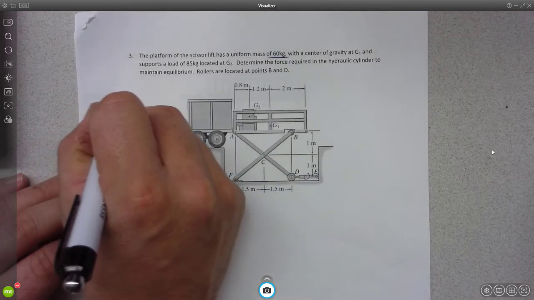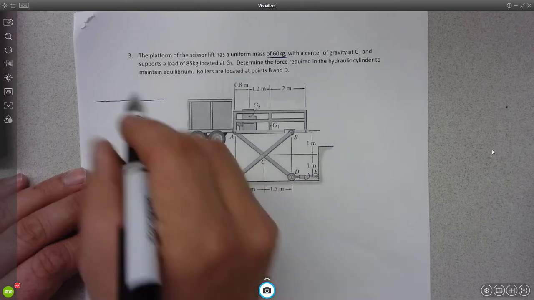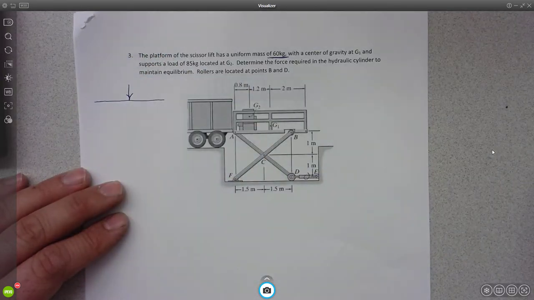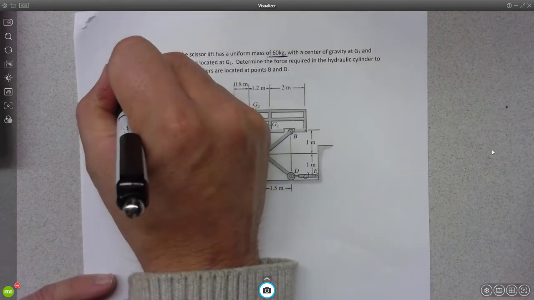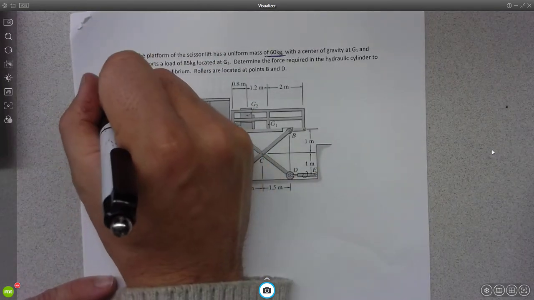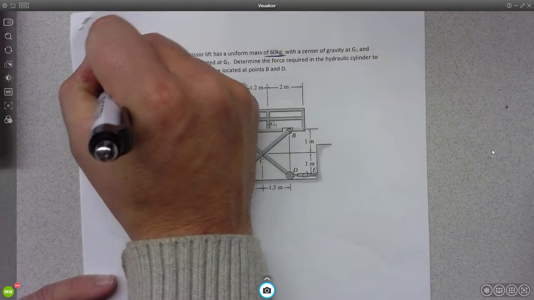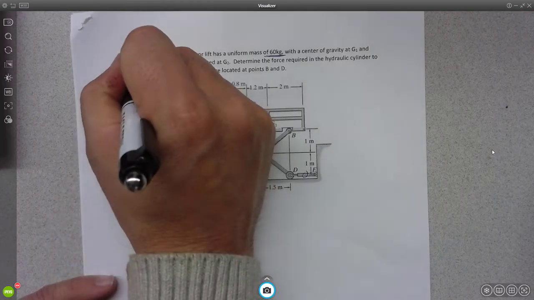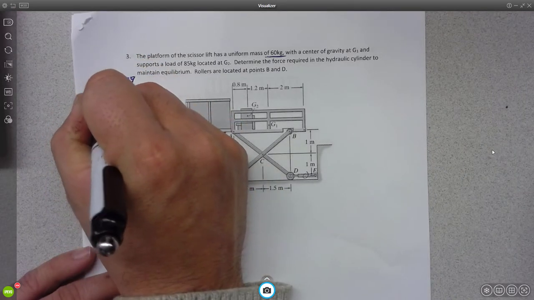So I first drew a free body diagram of the top, where it said it has a uniform plate mass of 60 kilograms. And 60 times 9.81, let's see what I got for that. 587, it looks like. Okay. And then I have 85 kilograms over here, which I calculated as being 834. Sorry, I think I looked at the wrong number. I think this is 589. Okay. And then we know that at A we have AY and AX.